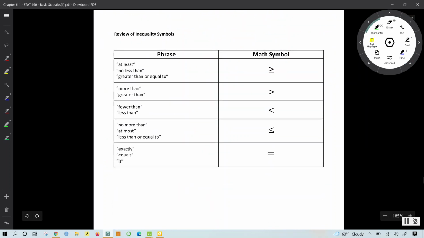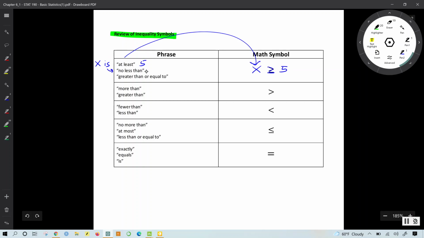And the next step is to review some inequality symbols. The reason why we are doing this review is we're going to need them in the next couple of examples and problems in the future. So for example, you want to recall that if I say x is at least 5, it means in mathematics that x can be equal to 5 or greater than 5.